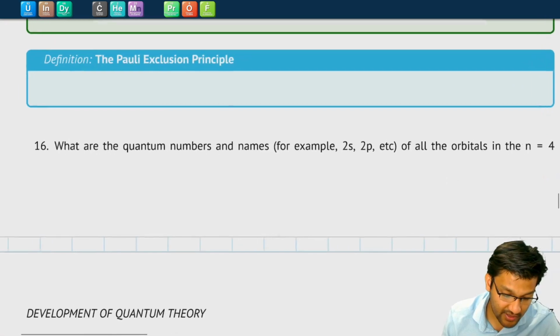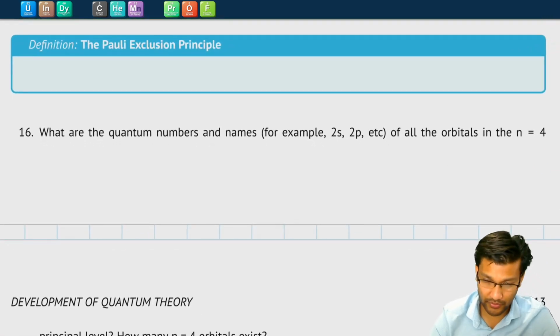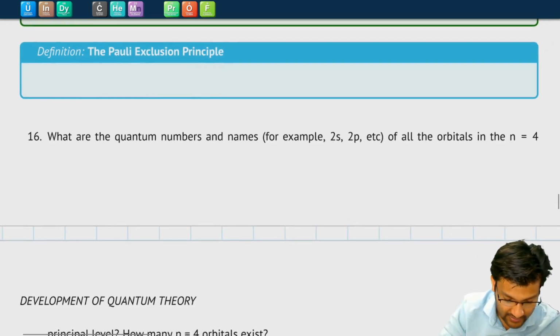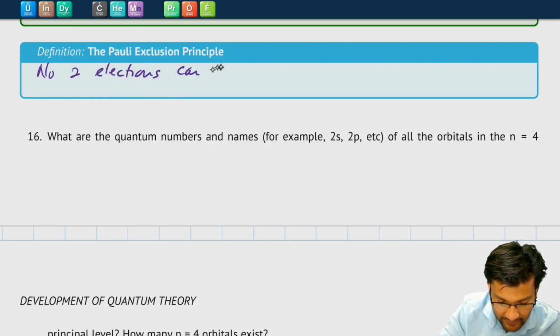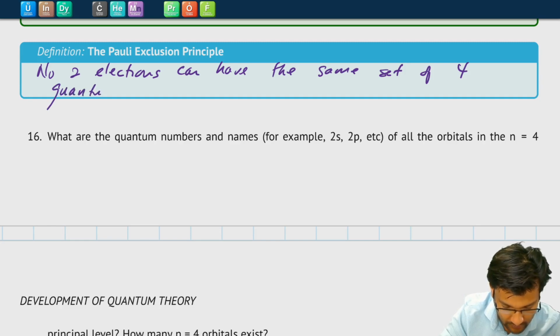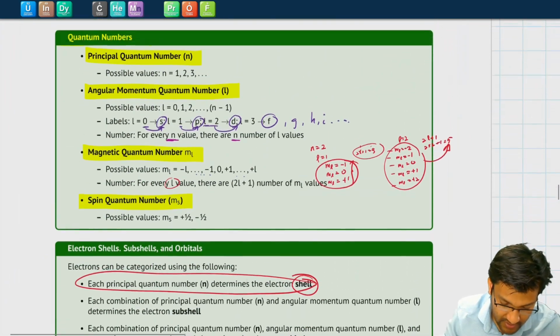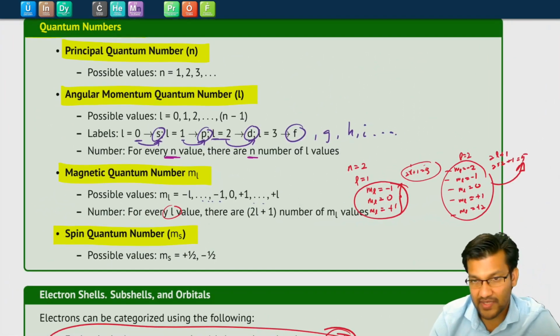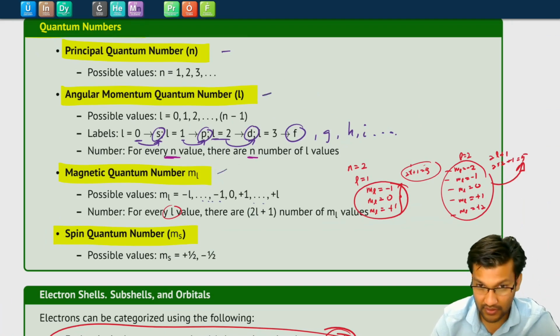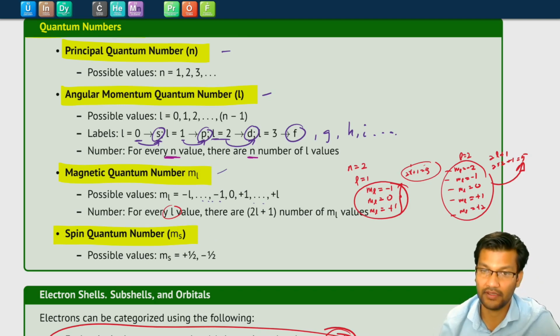Okay, so this brings us to the Pauli exclusion principle. Some of you might have heard of the Pauli exclusion principle. All this states is that no 2 electrons can have the same set of 4 quantum numbers. We learned about how there are 4 quantum numbers. No 2 electrons in the atom can have the same set of 4 quantum numbers. So if the n value and the L value and the ml value are all the same, then the ms value must be different, right?